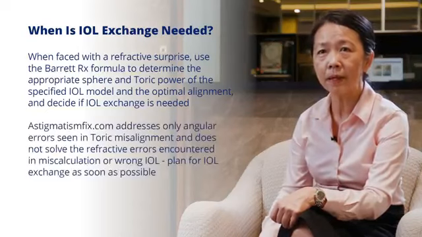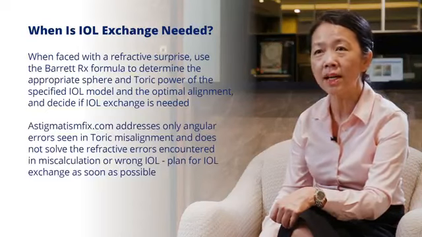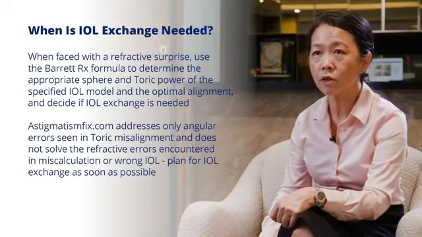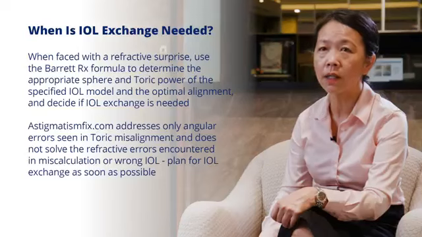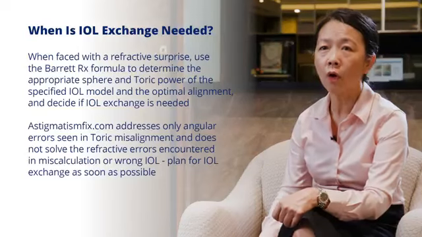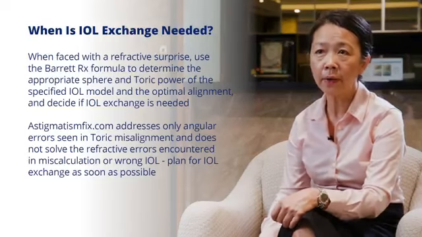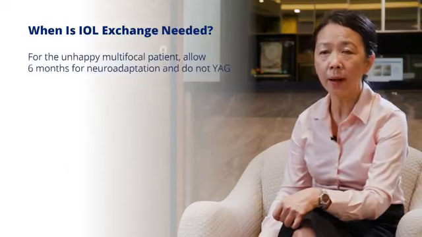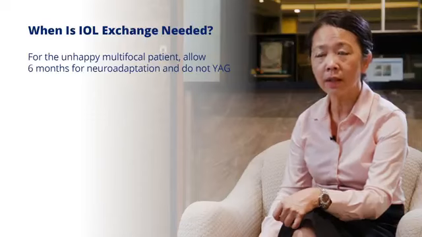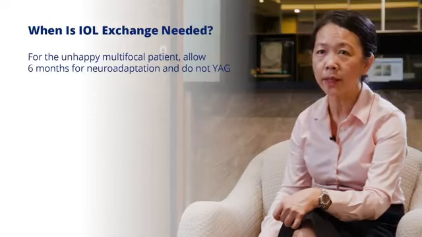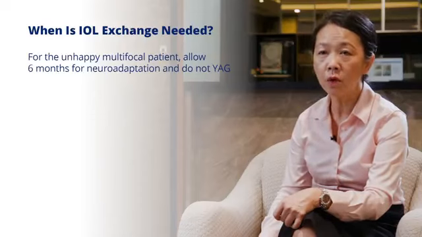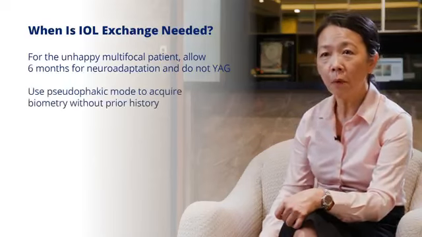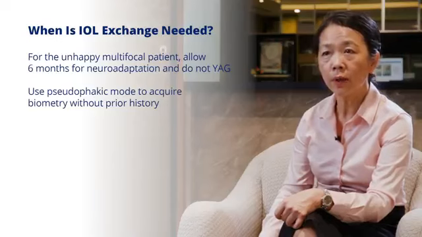Do note that AestheticMedicineFix.com addresses only angular errors seen in toric misalignment and does not solve refractive errors encountered in miscalculation or wrong IOL. Plan for IOL exchange as soon as possible. However, if you're dealing with the unhappy multifocal patient, allow 6 months for neuroadaptation to develop and do not do a YAG capsulotomy. Use pseudophakic mode to acquire biometry without prior history.